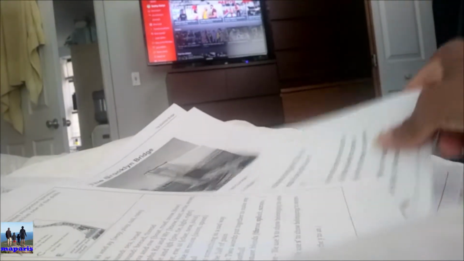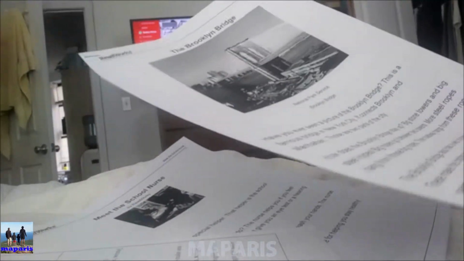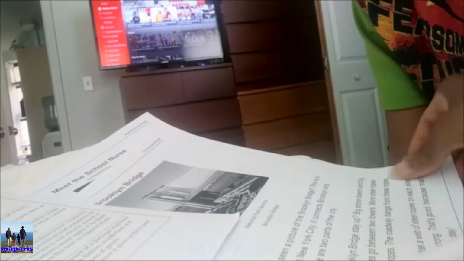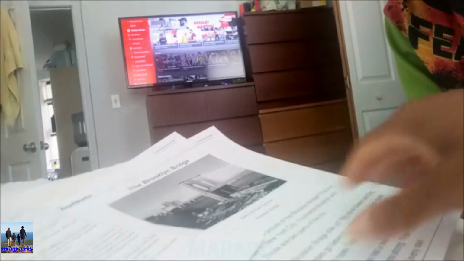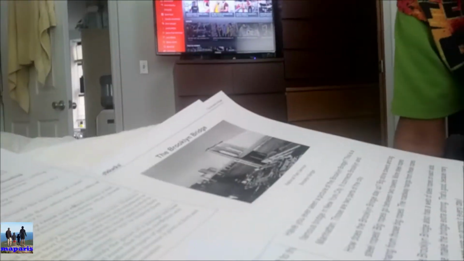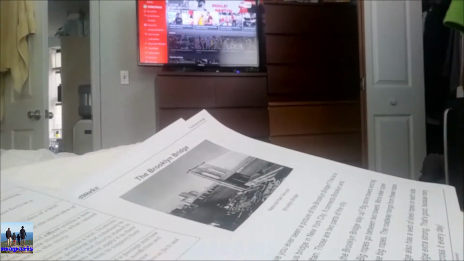So what I want you to do here, this is one of the things that Daddy printed out. Based on this, look at the picture. Just looking at it, what do you think it is? Yes, it's the Brooklyn Bridge. So what kind do you think it is, fiction or non-fiction? Non-fiction. Why? Because the Brooklyn Bridge is real, I went there many times.